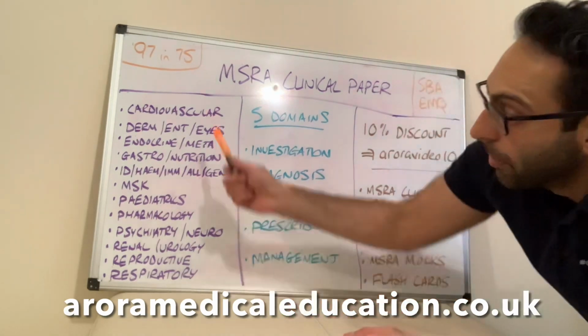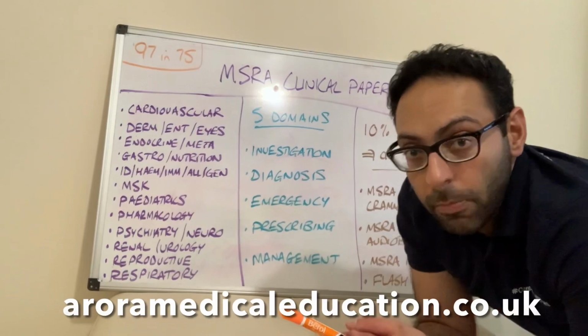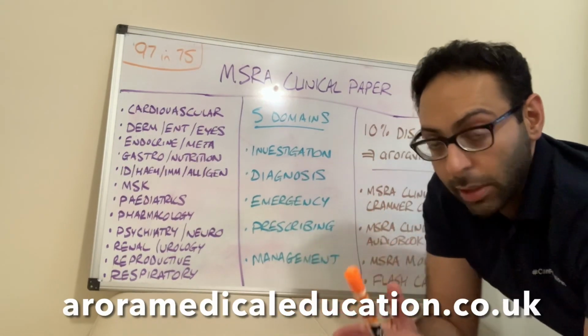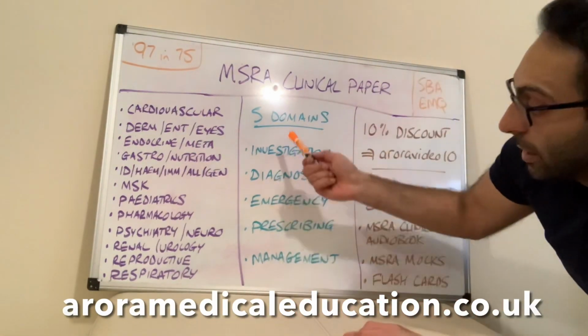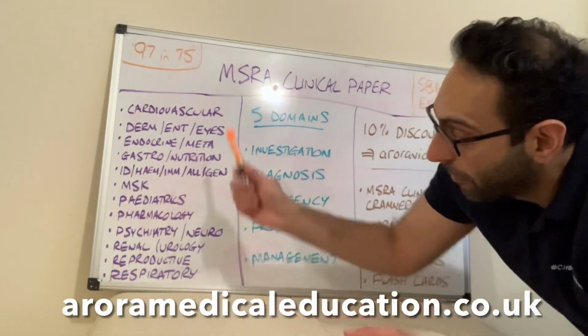So I'm going to talk about the main categories that the GPNRO blueprint says you need to know, the categories that the questions will come from in the clinical paper. We'll talk about the different things that are going to be assessed from those categories.